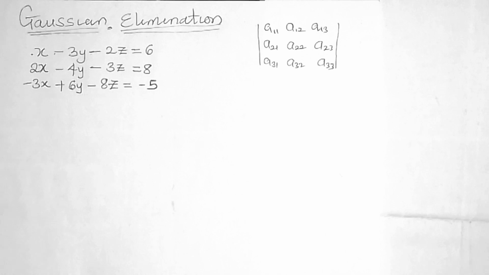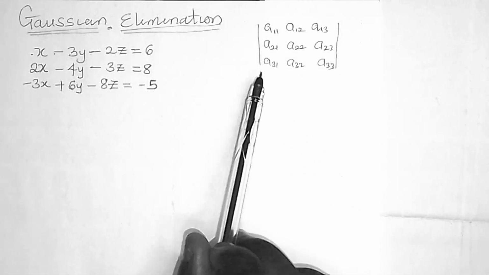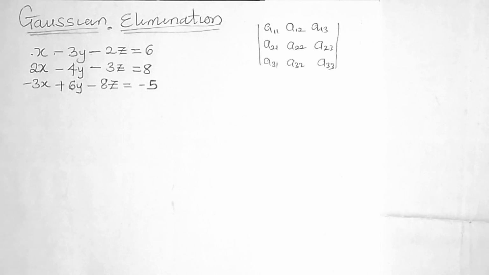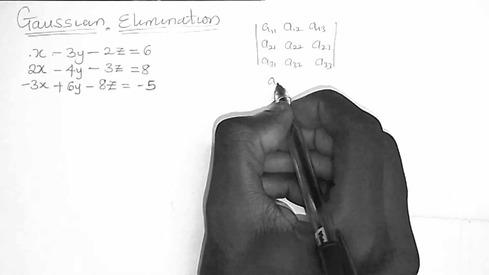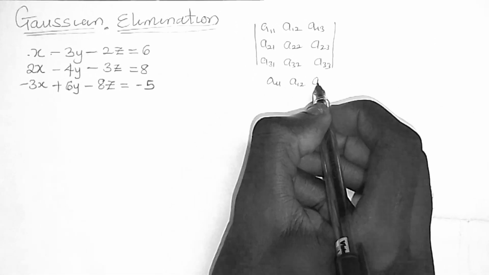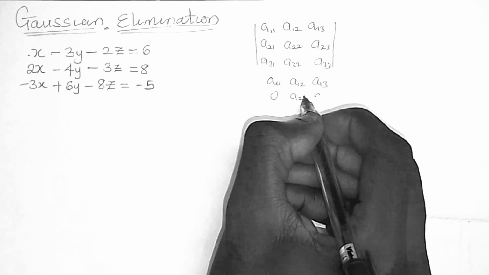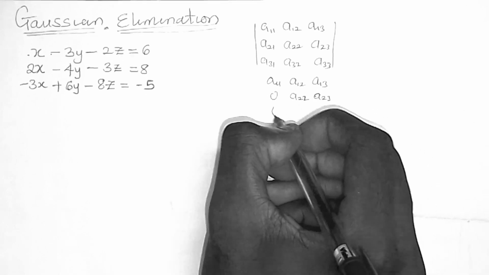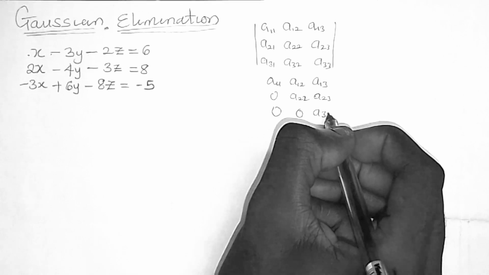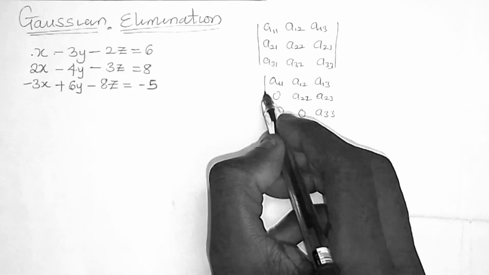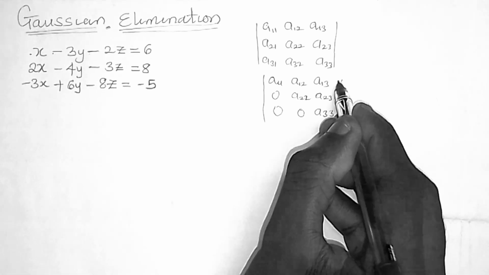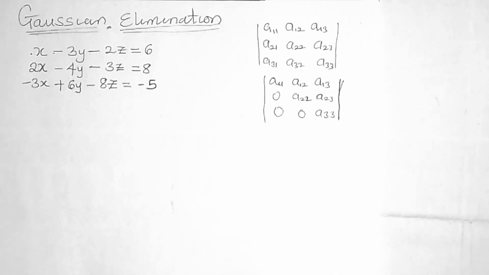So, what is the next thing you want to do by using this Gaussian elimination method? The idea of this Gaussian method is so that your A21, A31, and A32 will become what? 0. So, when we use the Gaussian elimination method, we have to get it to a place where we have A11, A12, A13, 0, A22, A23, 0, 0, A33. Once I'm able to put it in this way, then I've been able to successfully use the Gaussian elimination method.